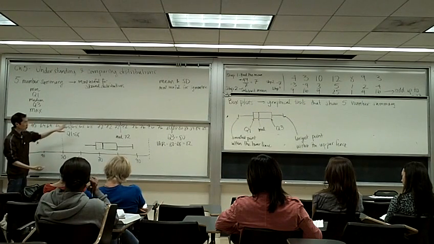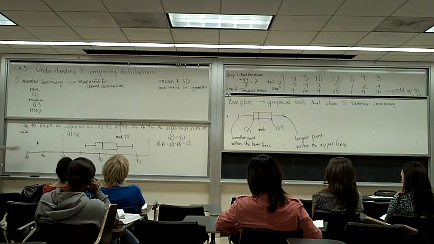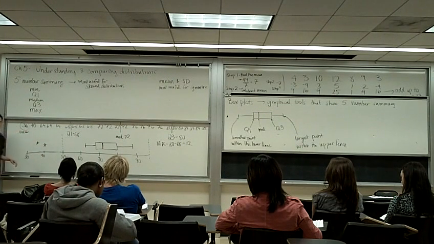So here, now the smallest number within the fence is 64, so that whisker goes down to 64. And then we have a star at 36 and a star at 40.